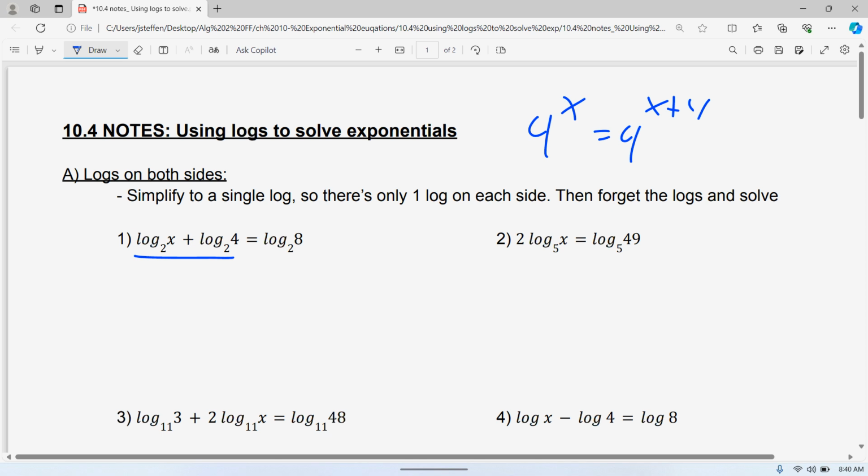We're combining it to make it a single log. Once we do that, everything else you can just set equal to each other. For example, first we have log base 2 of x plus log base 2 of 4. Since it is a plus sign, the x and the 4 we can combine. We multiply those to get 4x.